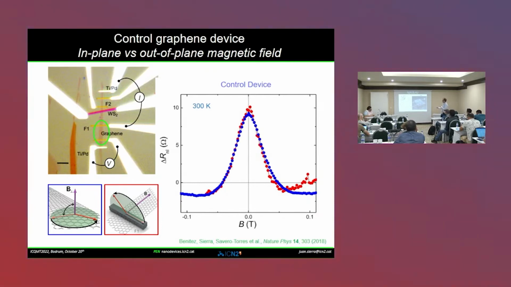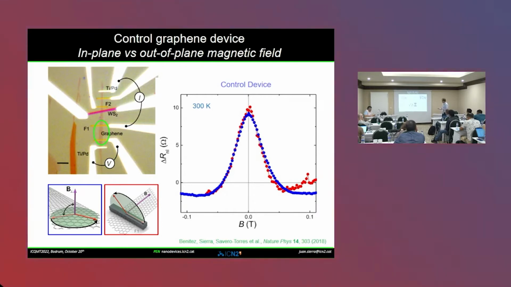And from these curves, we can extract the spin lifetimes for spins precessing in plane or out of plane. You see that there is an order of magnitude of difference that is significant. So now the question is, what are the mechanisms? How do the spins relax in this system?